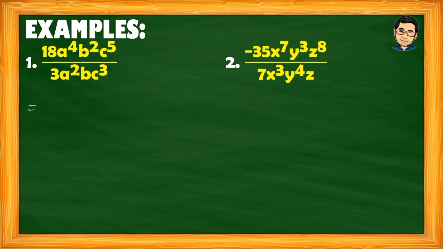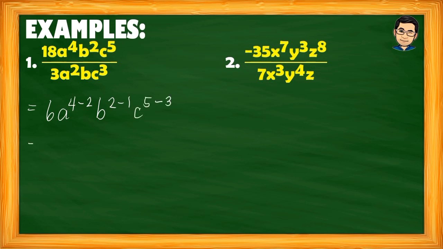That is 6. And then, isa-subtract natin yung mga literal coefficients na pareho. Like for example, kapag a to the 4th power, sa a squared po natin, i-divide. So, pag susubtract po natin yung exponents, hindi po pwedeng a tapos b, a sa c. Same variables po dapat. So, magiging 6a raised to 4 minus 2. Next, b raised to 2 minus 1. And then c raised to the 5th power minus 3.